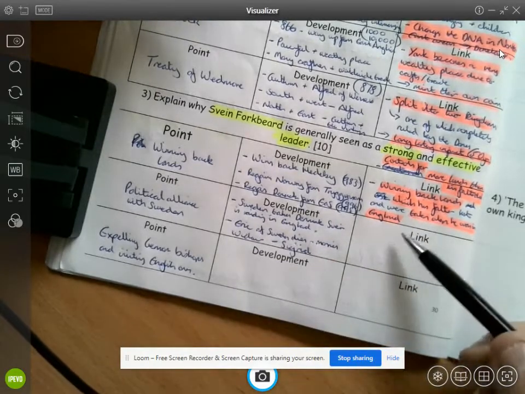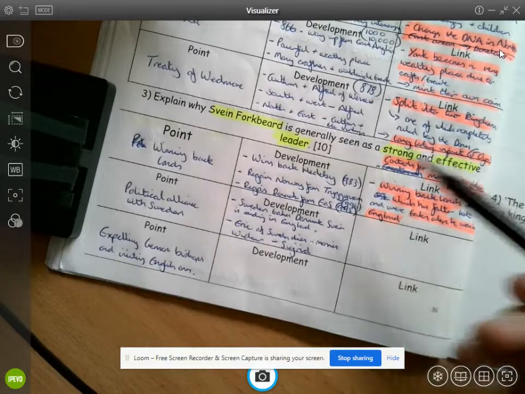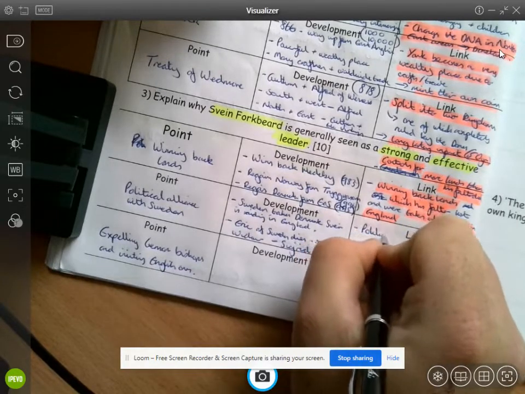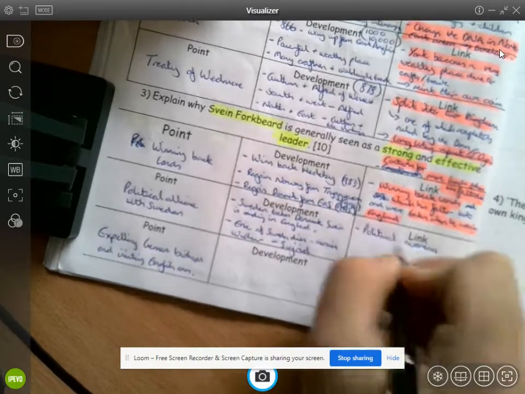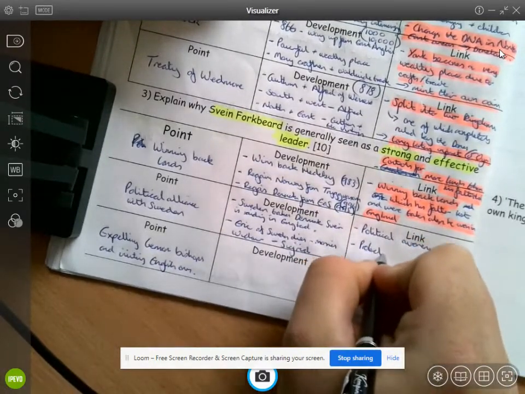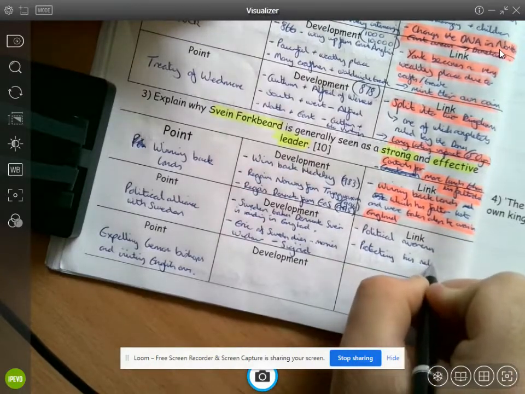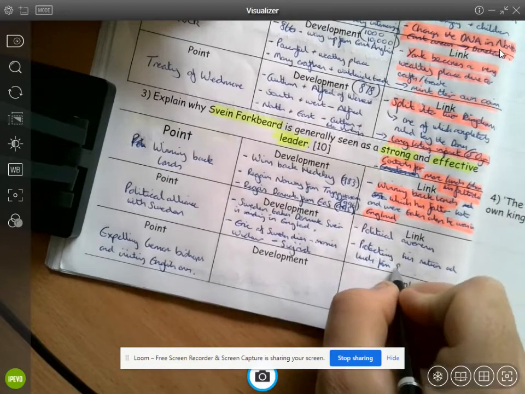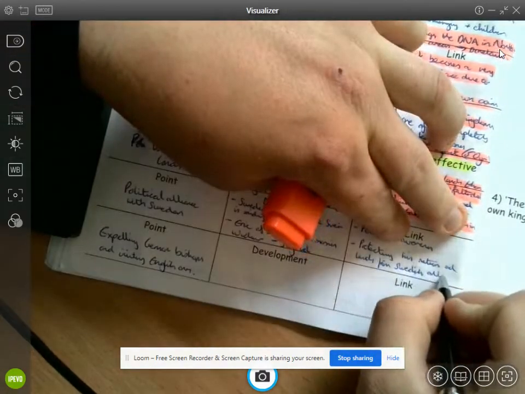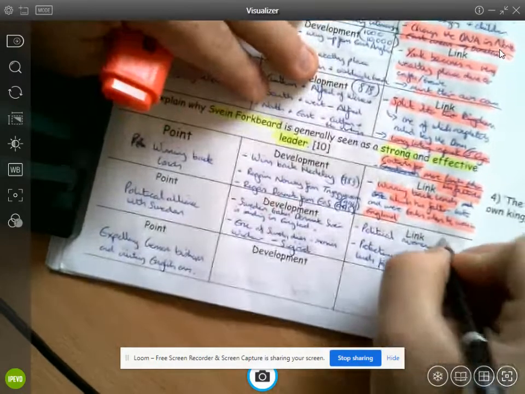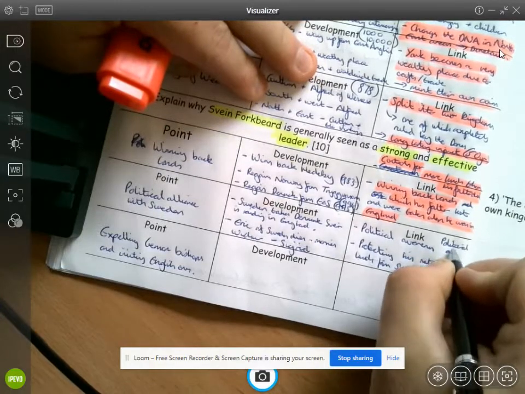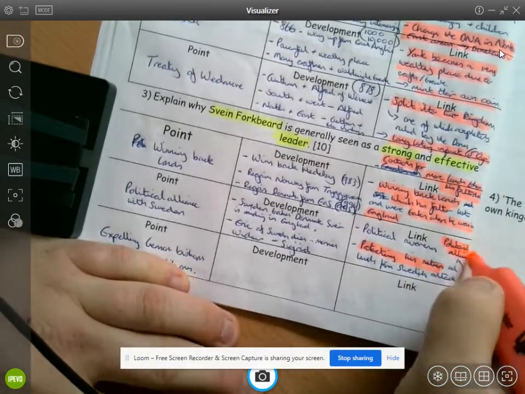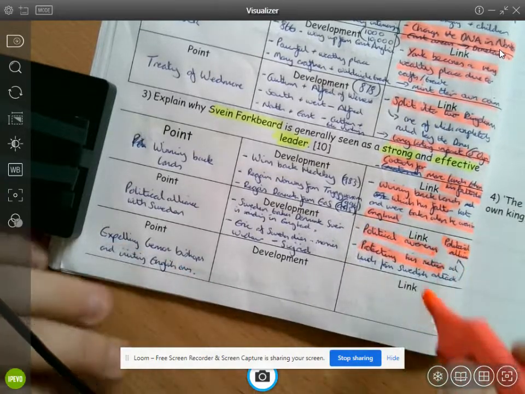So in the link then, we need to explain how this shows he is a strong and effective leader. Well, firstly, this shows political awareness, because he is protecting his country, his nation and lands, from Swedish attack through this political alliance. So it's a very clever way of protecting his lands, and it shows he's a strong and effective leader because he is protecting his nations through this political alliance. It shows political awareness.